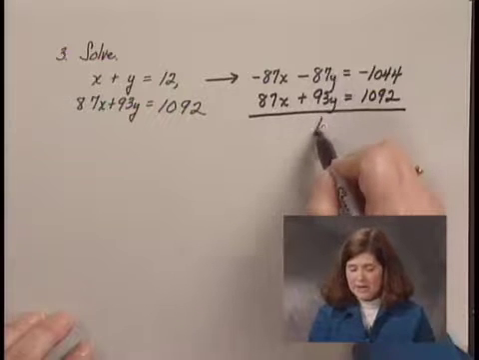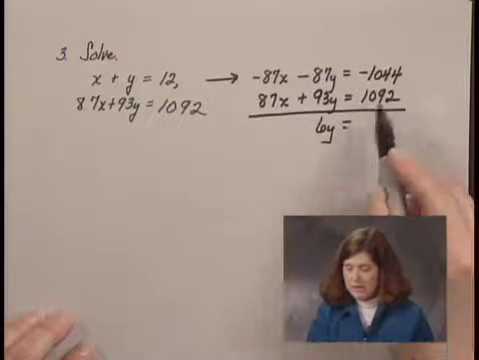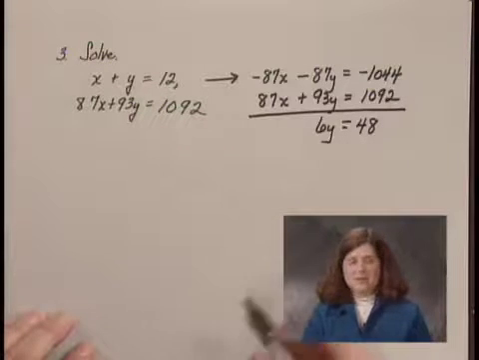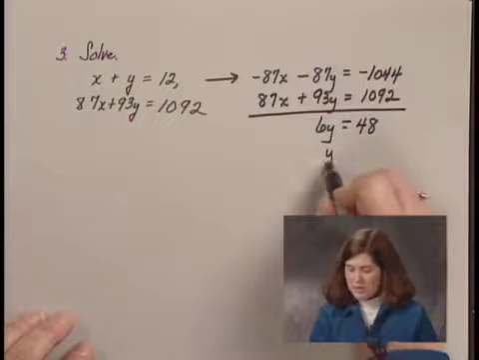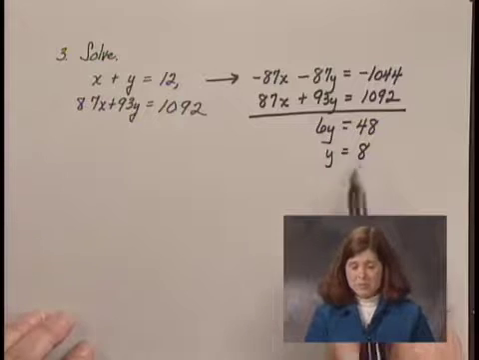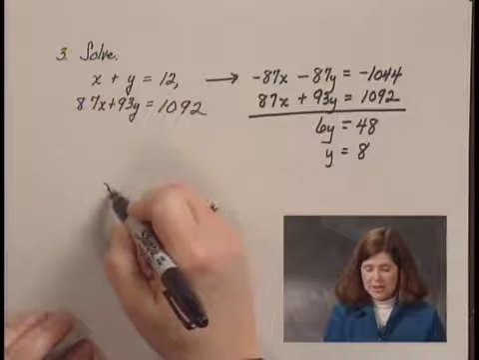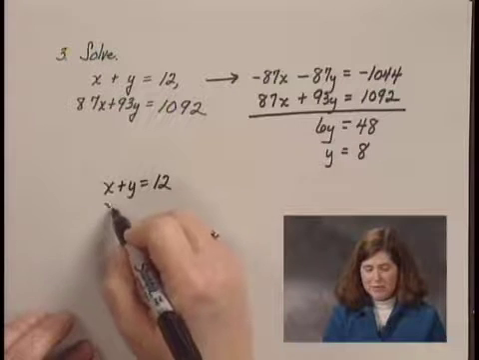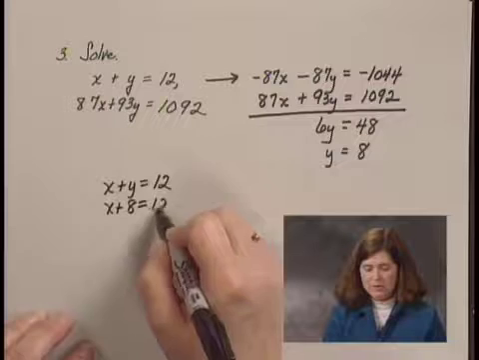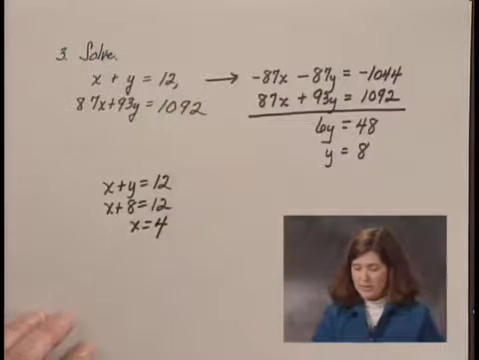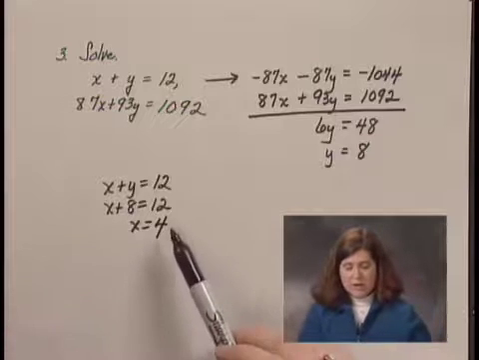And now I add. I've eliminated the x's. Adding the y's, I have 6y. Adding on the right side, I have 48. Dividing both sides of the equation by 6, I get y equals 8. Now, if y is 8, what does x have to be? Well, for my first equation, I can see that x plus y is 12. So if y is 8, x plus 8 is 12. Subtracting 8 from both sides, I see that x has to be 4. So I have a possible solution of x is 4 and y is 8.